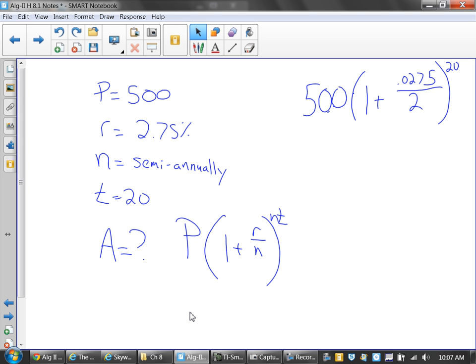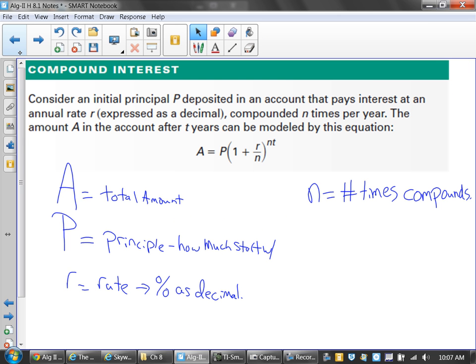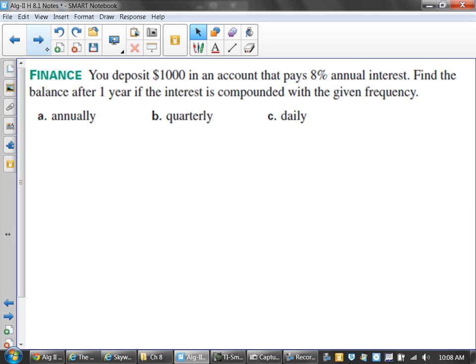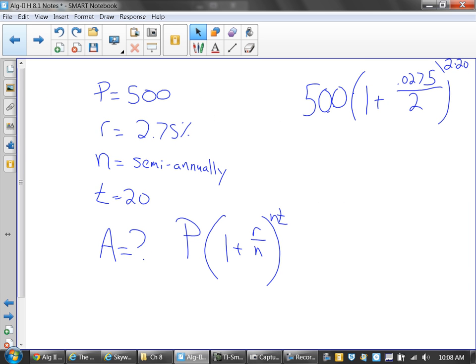I wrote down the model wrong. There's supposed to be a times 2 times 20. When I just wrote it out here, guys, I forgot to put the n times t for the exponent on the outside of the parentheses. So it should be to the 40th power. Thanks for catching that. My fault. So just change your exponent to 40. 2 times 20. Okay.